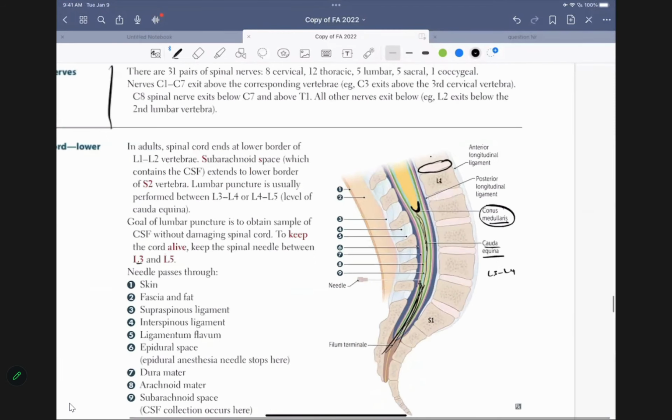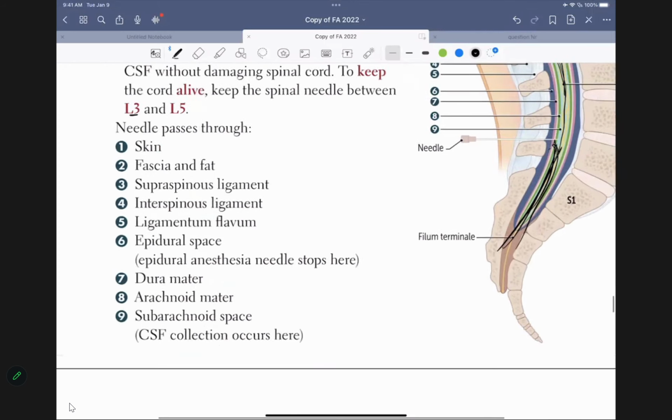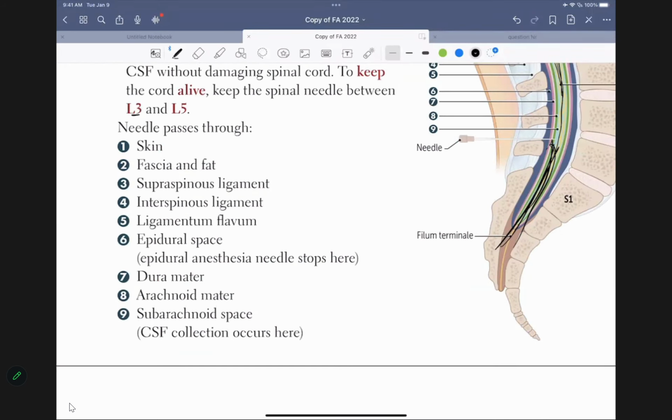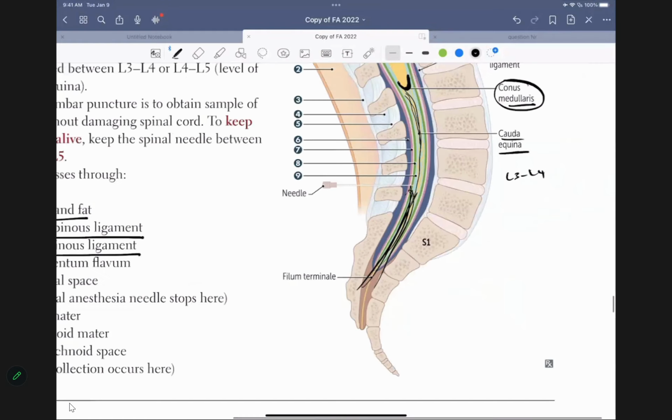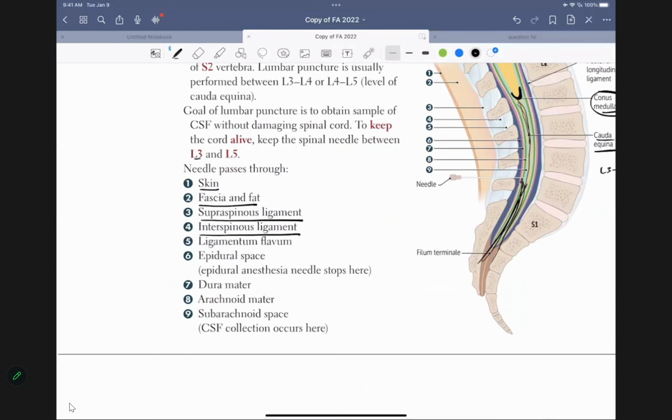Okay. Now, let's see about the needle. When the needle goes, it has to go through the skin. After that, the fascia of fat, we call that the subcutaneous layer. Then it goes through the supraspinous ligament. Then there's an interspinous ligament. Interspinous means, simple, folks, in between the spines you have a ligament. That's what's called the interspinous ligament. Then it finally enters the ligamentum flavum.